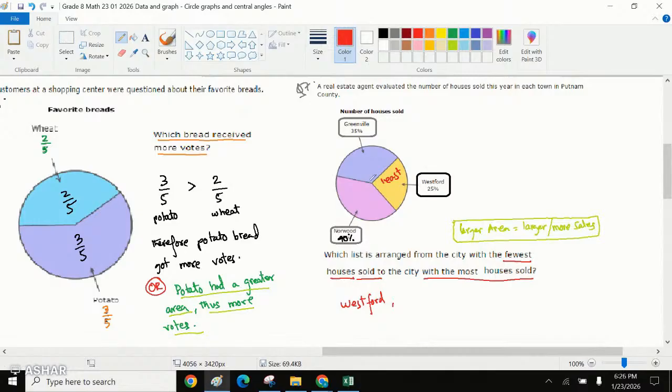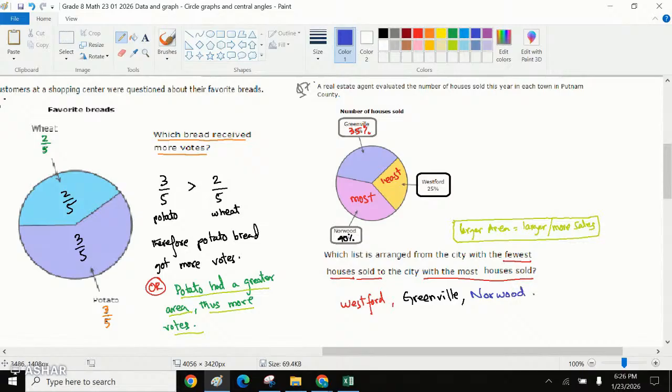What should be the most? We have two options. The areas look kind of similar, but we still have the angles next to it. This was 35 and this was 40. The 40 should be most, right? Therefore, the middle value should be Greenville and the most should be Norwood, sorry, Norwood.